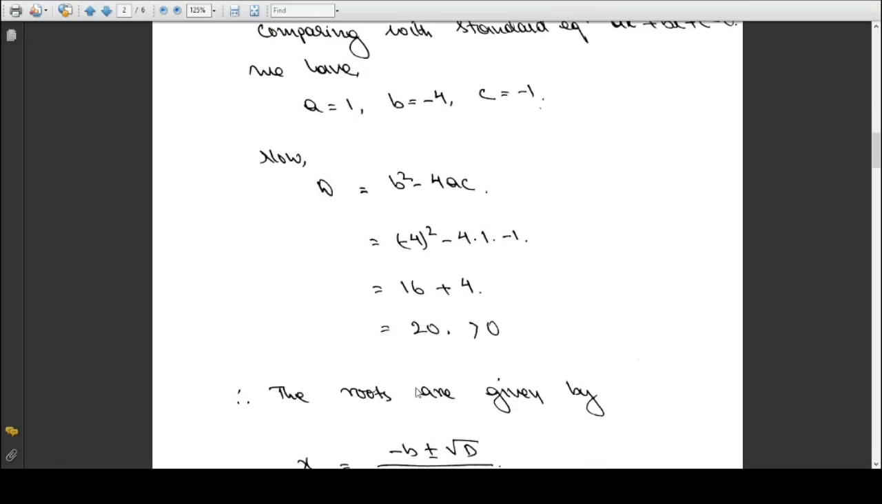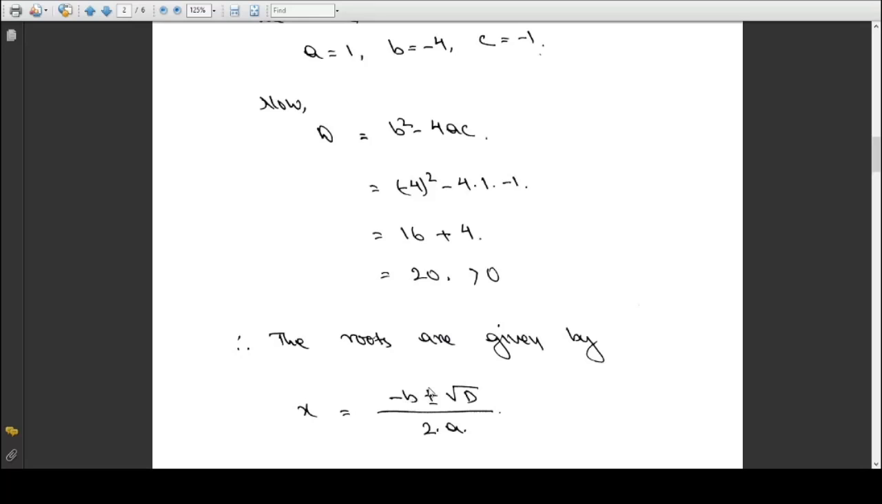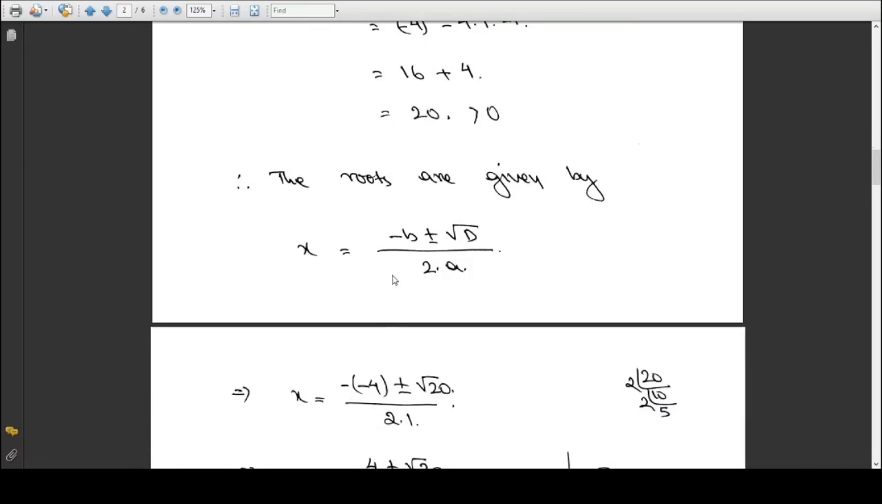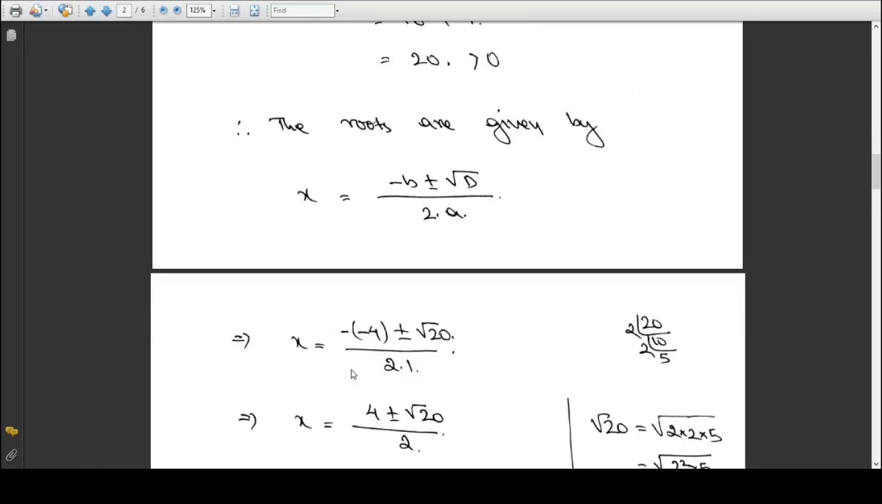Therefore the roots will be given by the same formula, minus b plus minus root over D by 2a. B is minus 4, so minus of b, but b is minus 4, plus minus root over the discriminant, which is 20, and 2 multiplied by a is 1. Okay, minus minus is plus, so 4 plus minus root 20 by 2 multiplied by 1, 2.